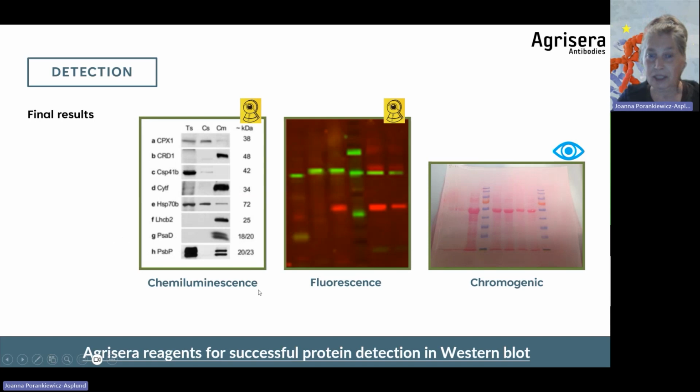So we have three methods which hopefully will provide us with good results: chemiluminescence, fluorescence, and chromogenic detection. Each of them has its advantages and disadvantages. It depends on what proteins you are analyzing, which method will be chosen. These two methods, chemi and fluorescent, are good for proteins of low abundance, while the chromogenic detection method is suitable when you're working with proteins of moderate and high abundance in a tissue.